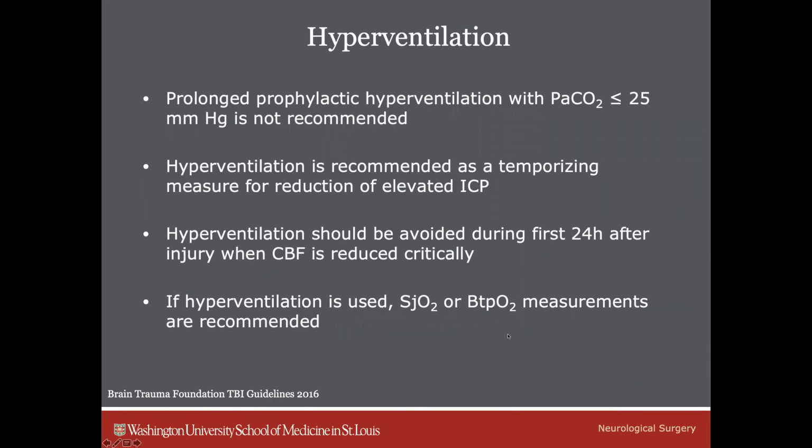Again, the Brain Trauma Foundation guidelines do not recommend prophylactic hyperventilation. They recommend it as a temporizing measure, as we just talked about. And then ideally, within the first 24 hours, other than for a brief period, if you want to get somebody to the OR, etc., you want to avoid hyperventilation because your CBF is already reduced. Vasoconstriction again reduces the CBF further, so you want to avoid it if you can. And if you're using hyperventilation, the guidelines also recommend that you monitor either the jugular venous oxygenation or your brain tissue oxygenation.